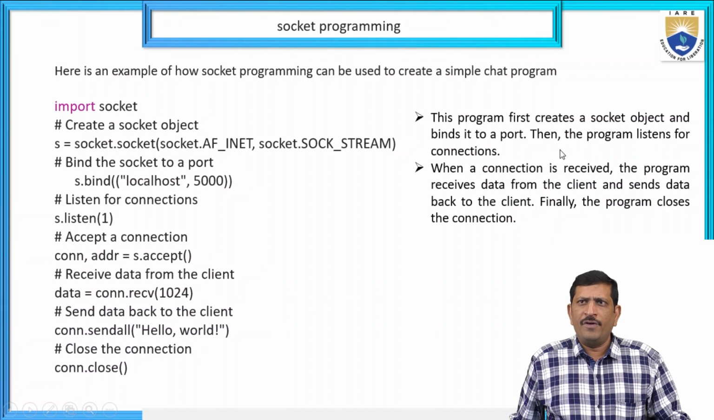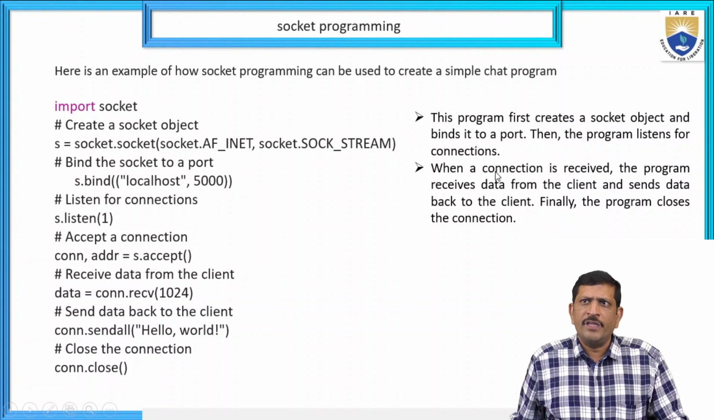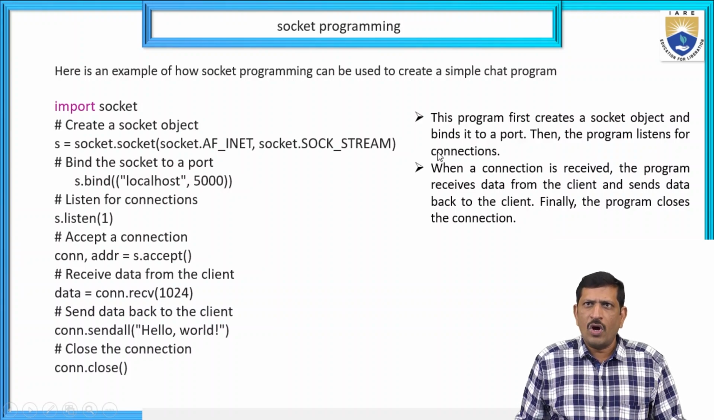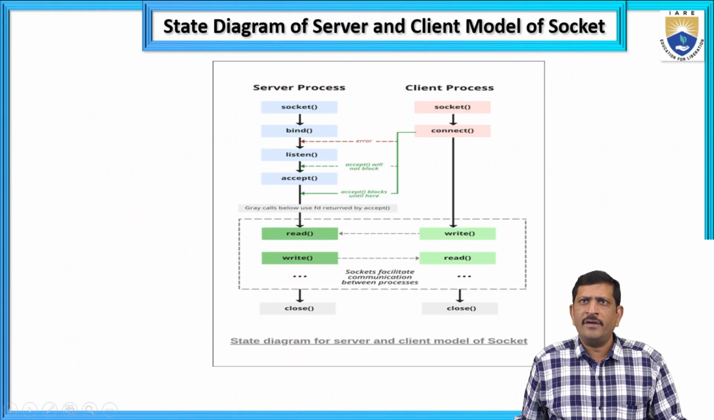The program first creates a socket object and binds it to a port. Then the program listens for the connection. When a connection is received, the program receives the data from the client and sends the data back to the client. Finally, the program closes the connection. So this is about socket programming, with the help of which we can create a simple chat between client and server.